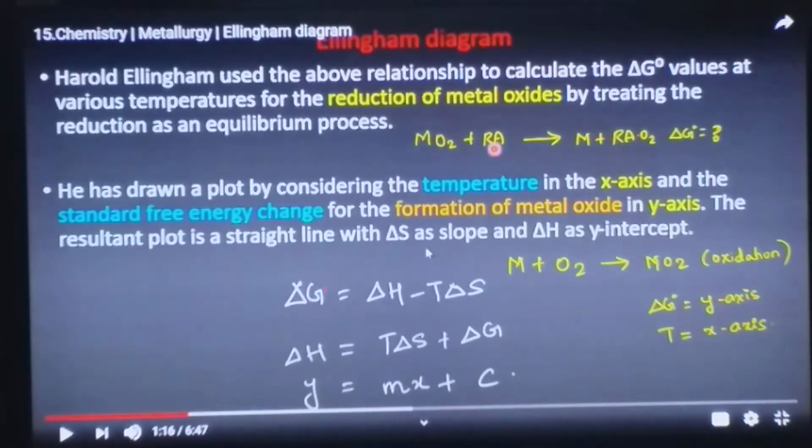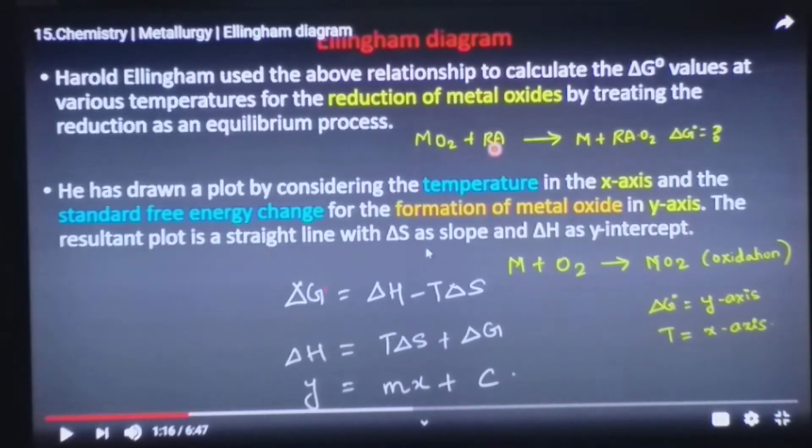Next, what is the Ellingham diagram? Before that explanation, I want to say one thing. During the smelting process, that is, extraction of metals, any metal oxide can be reduced to metal. We can use various reducing agents, like carbon monoxide, carbon, hydrogen and metals like aluminium. These reactions we saw in the last video.